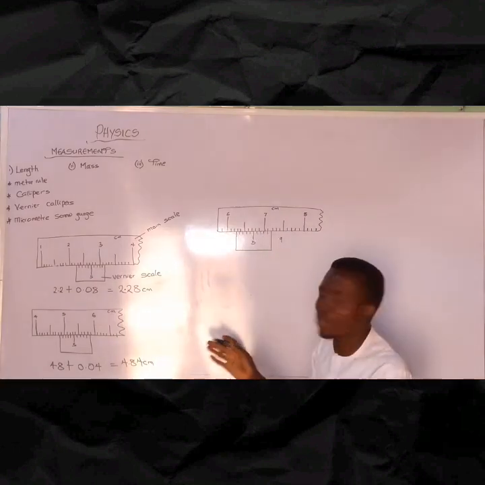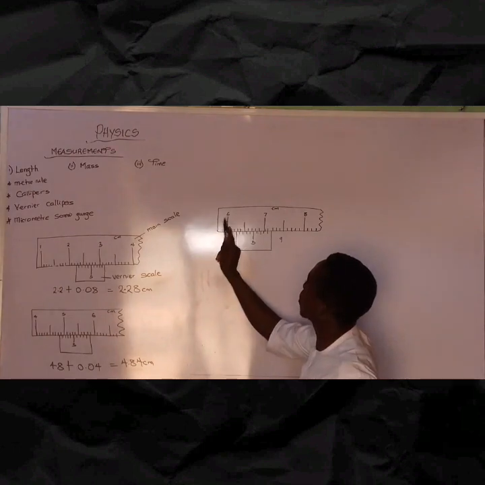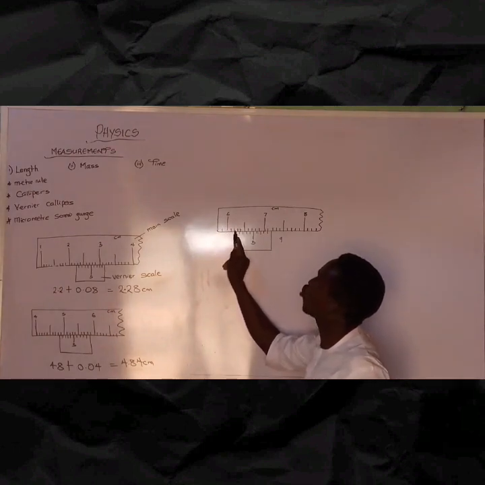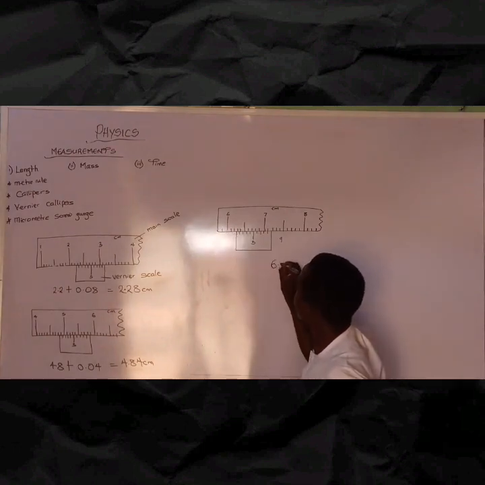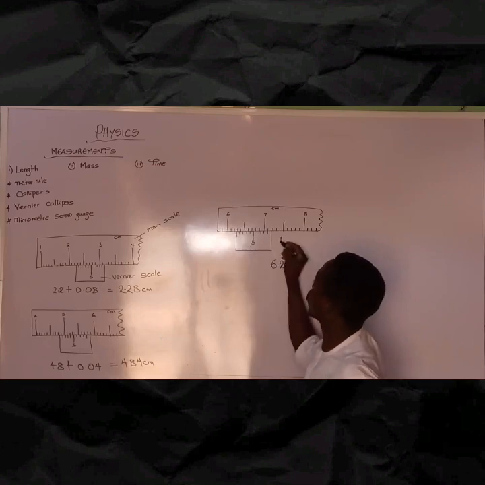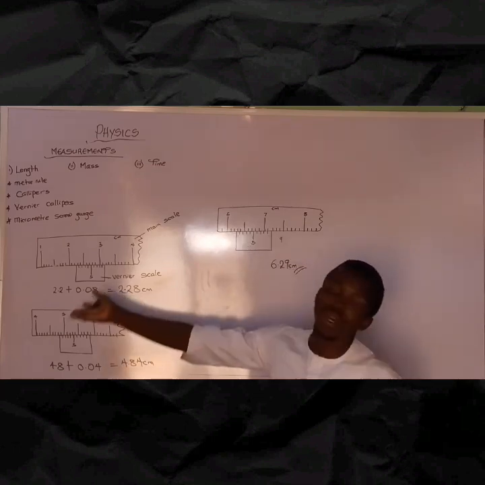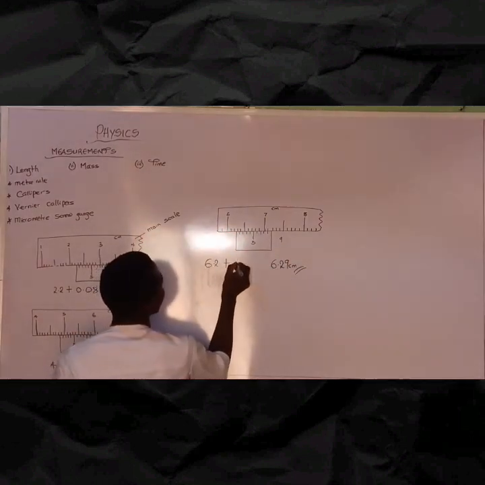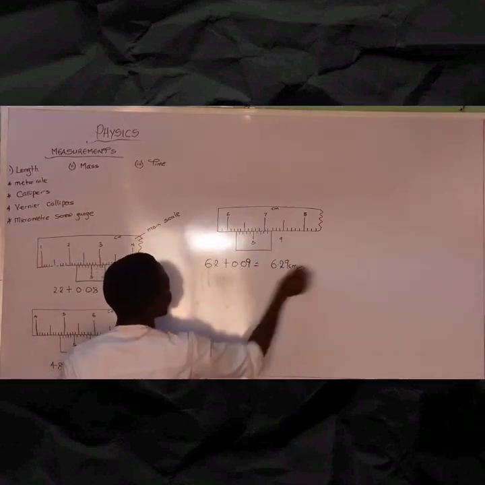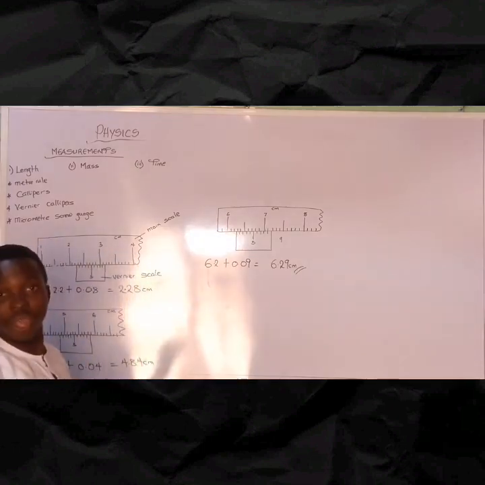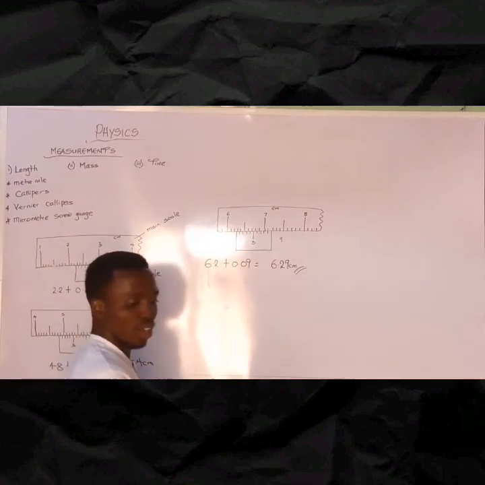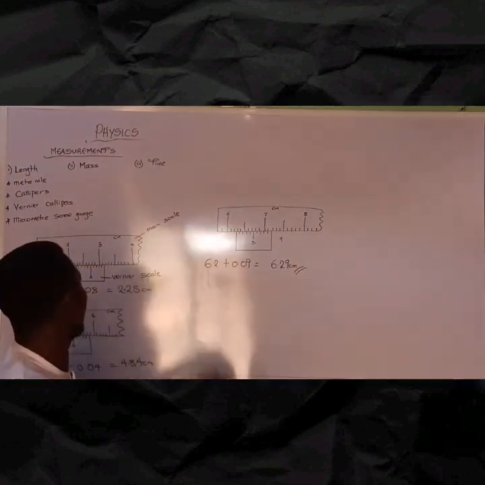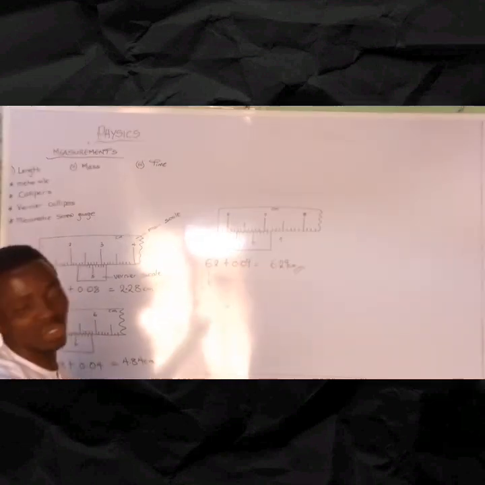So for you to read simply, this is 6 from the main scale, 6.1, 6.2, so 6.2, plus 0.09, that's 6.29 centimeter. So that's your reading. I hope we are clear with this. I believe with what we have done, if you see any reading of vernier caliper from your JAMB, it should not be difficult for you.